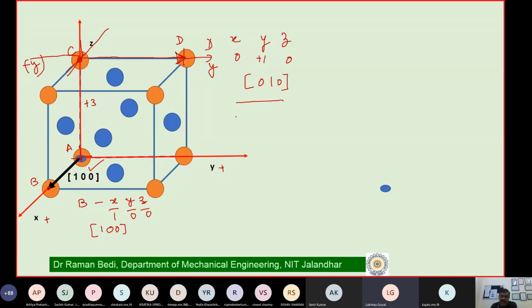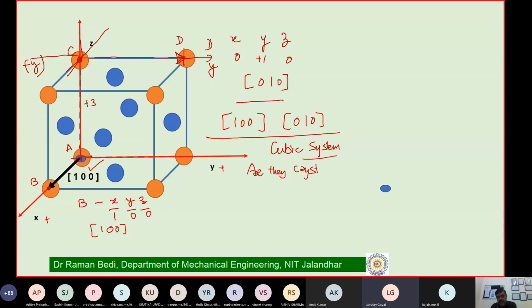Okay, agar itna aapko follow ho gaya, so can I say that 1, 0, 0 and 0, 1, 0 are crystallographically equivalent in a cubic system? Are they crystallographically equivalent? Yes, sir. Why? Because we said crystallographically equivalent directions are those directions. If I start from, let us say, this direction 0, 1, 0, 0, one atom is here, the second atom is here. The interatomic spacing is just maybe A, the side of the unit cell. Same is the case in a cubic system from C to D, because this is also A. There is no other atom in between that. Is that right? Yes, sir.